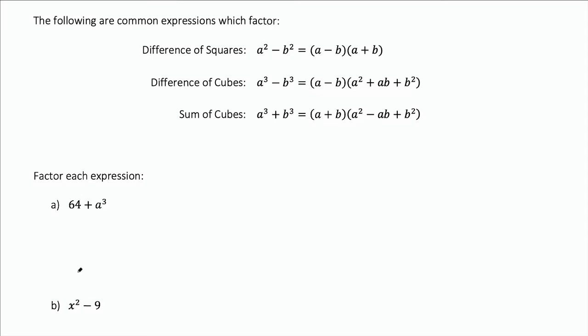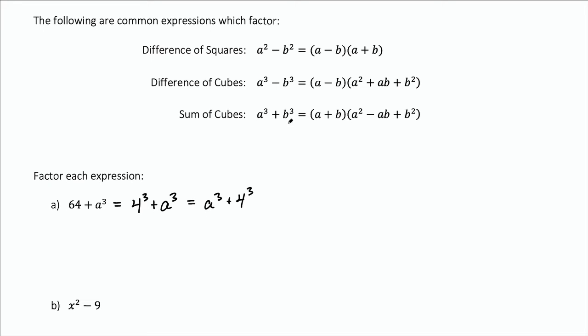64 plus a cubed. So we see a cube right here, and so that should hint to us that we're going to be using one of these cube formulas, and it's plus. So we're hoping maybe it's a sum of cubes. 64 is 4 cubed. So we've got 4 cubed plus a cubed. And because of the variable here, a, we can go ahead and flip this around as a cubed plus 4 cubed, just so it looks the same as this sum of cubes formula.